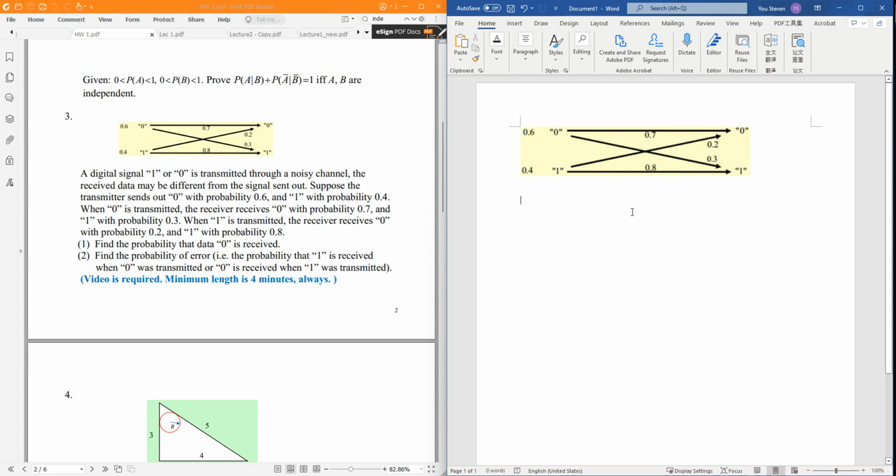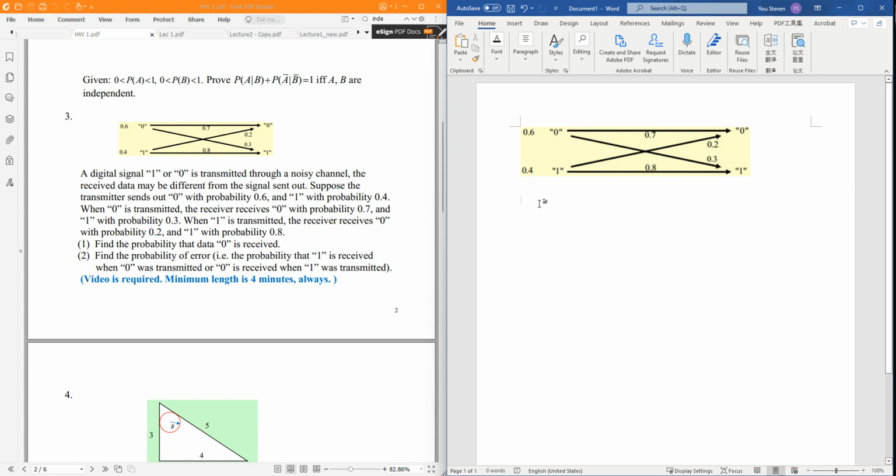So problem number 1 is to let you find the probability that data 0 is received. As shown in the diagram, it should be this one and this one, which means that the sender sends a 0 and it receives actually 0, and the sender sends a 1 and it has some error and the receiver receives a 0.